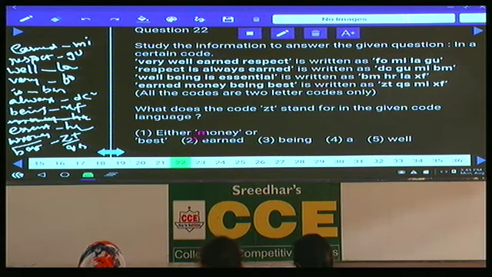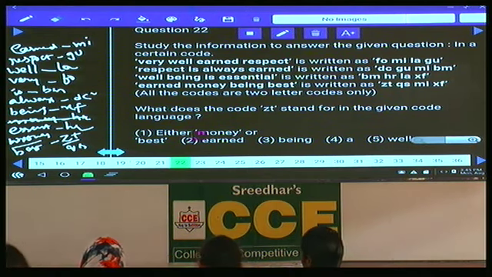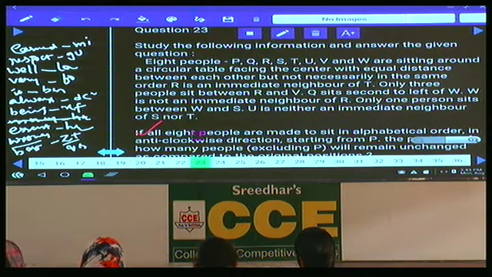Now the code ZT stands for either wrong or either money or best. Money or best, that is choice 1 in this one. 22nd, it is choice 1.